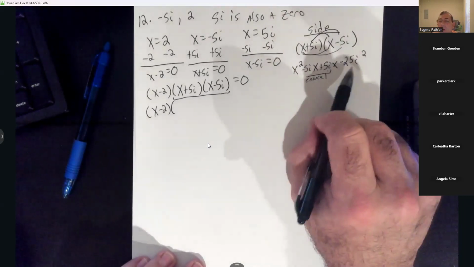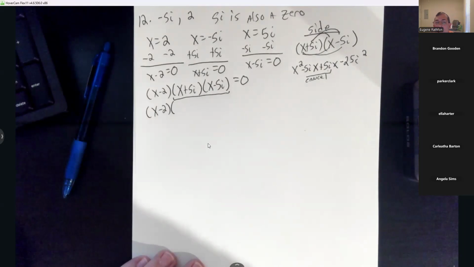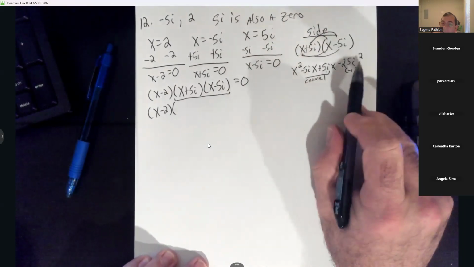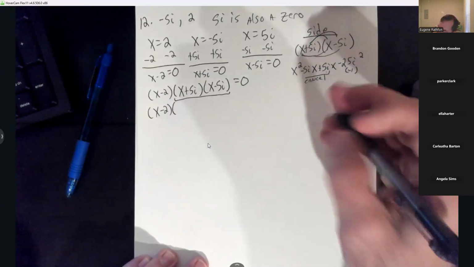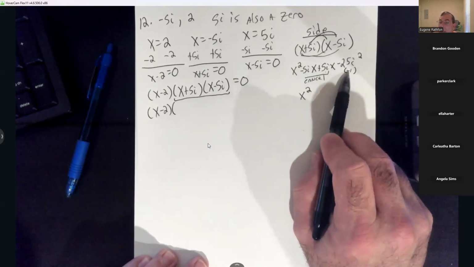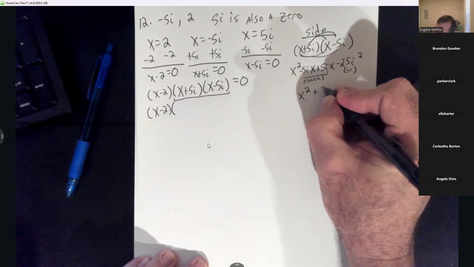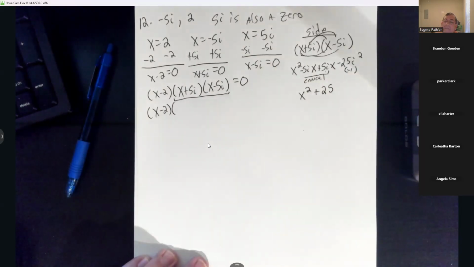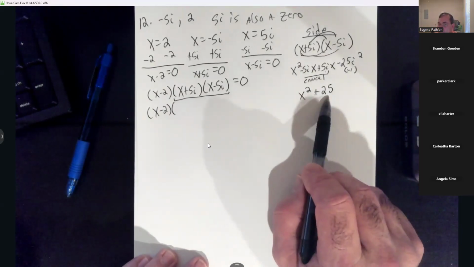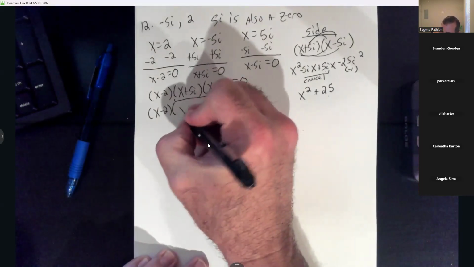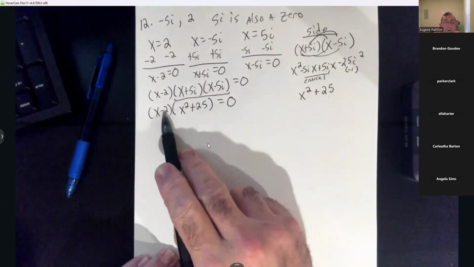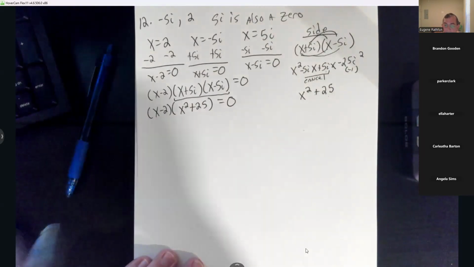Hey, let me ask y'all this. Do y'all remember what i squared equals? Negative 1. So I'm replacing the i squared with a negative 1, okay? So that's going to give me an x squared. That negative 25 times that negative 1 will make that a positive 25. So the conjugate pairs of the imaginaries will always be plus the number, okay? All right, so we're going to put that here. And then finally, we're going to FOIL this and be done with this, okay?